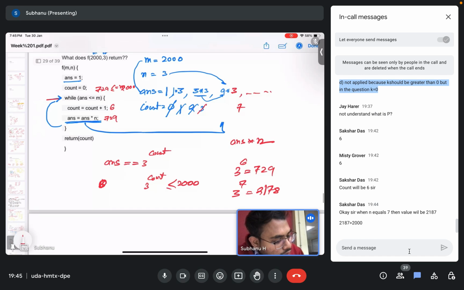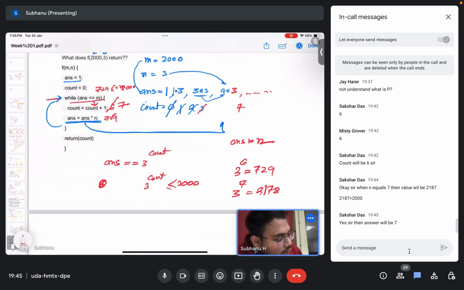So whenever you cross this while loop, you will come here, so your count value will be 7. Then it will increase the value from 729 to 2178. Now you again go here and check whether 2178 is greater than 2000 or not. So you will stop here, you will not come here. But what is your count value now? Your count value is 7, not 6. I think the answer is clear.